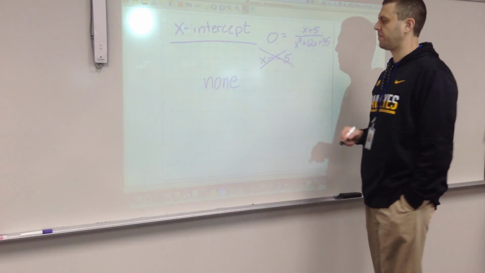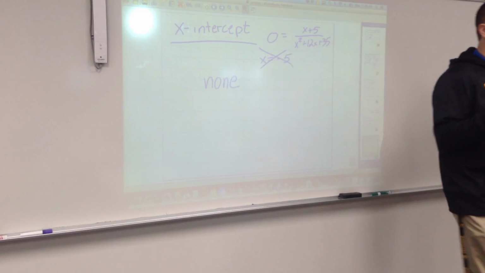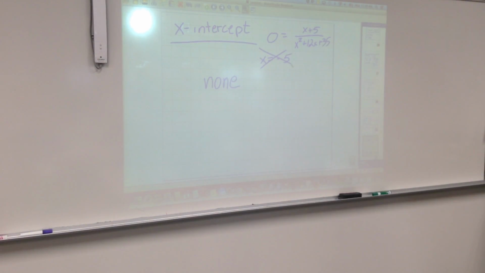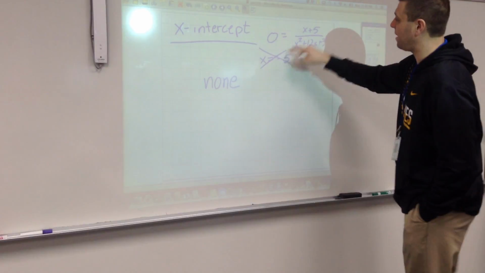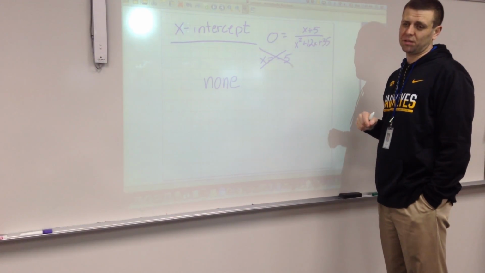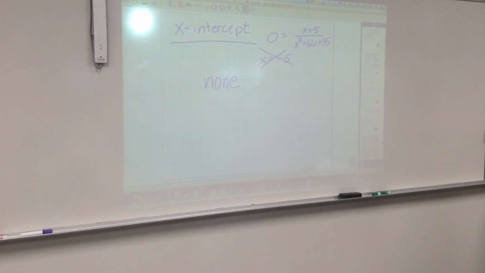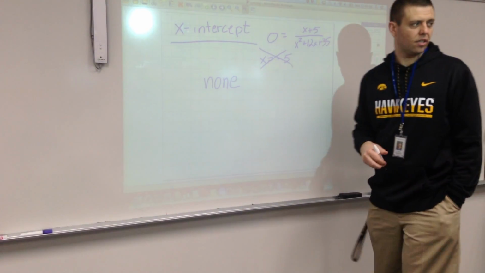That's impossible. Algebraically, we got this for an answer, but we know it's impossible because -5 does make the top equal 0, but what else? It made the bottom equal 0, so therefore this is not where the x-intercept is located. There is no x value that will ever make y equal 0. So there are no x-intercepts.